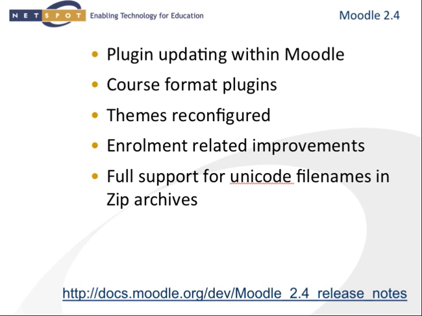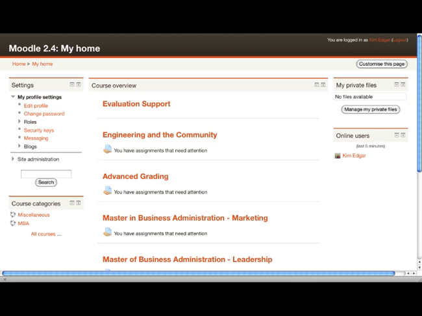What we're going to do now though is to log into Moodle 2.4 and have a look at some of the things that affect our front-end experience. I'm now logged in to my Moodle 2.4 local environment. I'm a site administrator in this environment, which will allow us to see some features that site admins can control, as well as some new features for teachers.